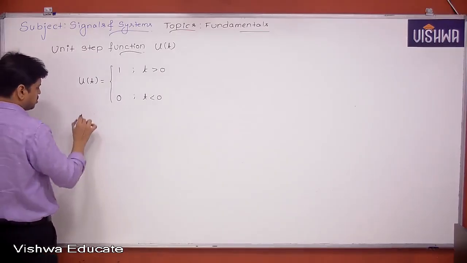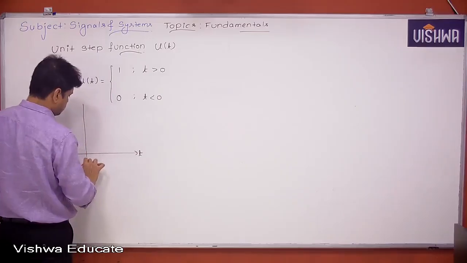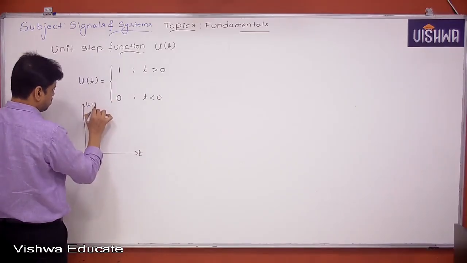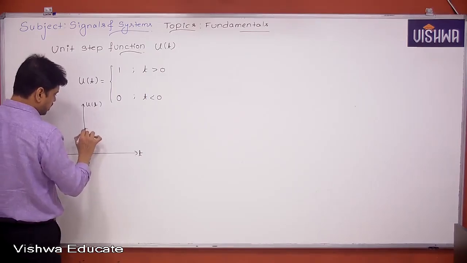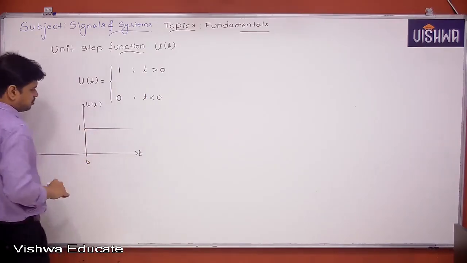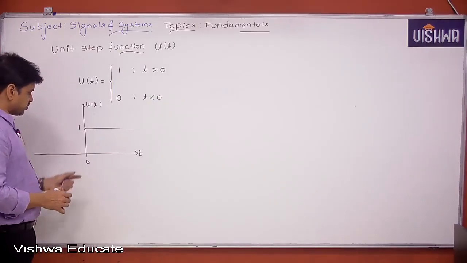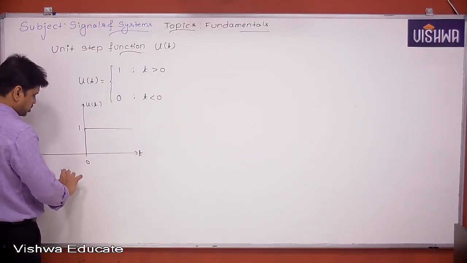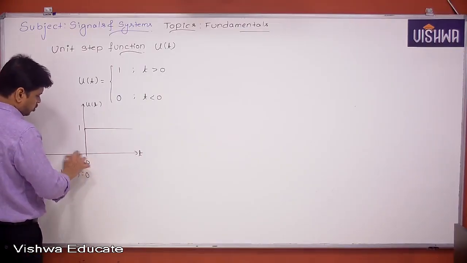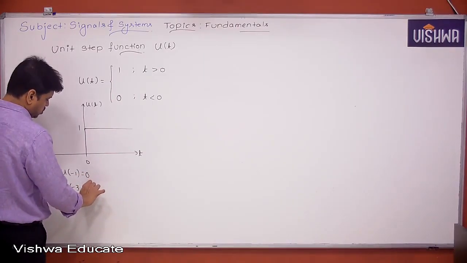So if I try to represent this graphically, the u of t function: up to 0 its value is 0, after 0 it suddenly goes to a new value 1. This is the u of t function. So before 0 its value is 0, after 0 its value is 1. Suppose somebody asks what is u of minus 1? Before 0 its value is 0, so we can say 0. U of minus 3.5, this value is also 0.